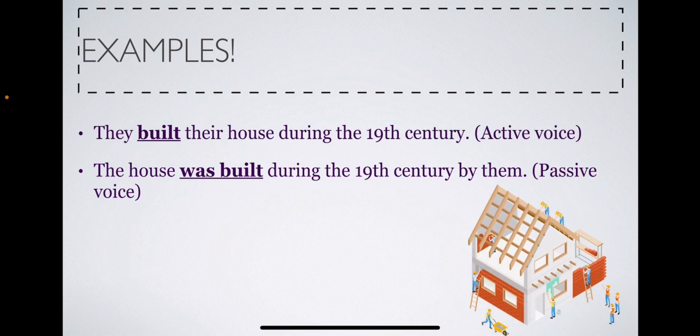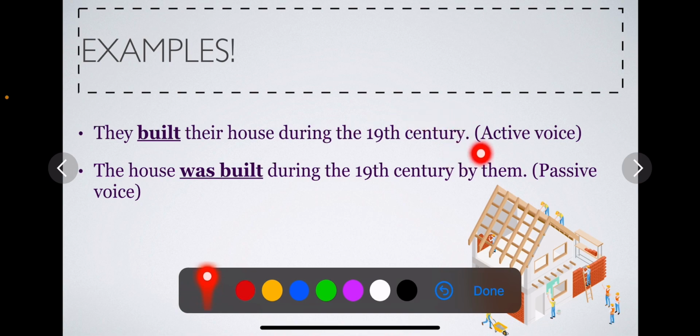The second example, they built their house during the 19th century. This is an active voice. The house was built during the 19th century by them. This is a passive voice. What's the difference? As we said, active voice, we start with subjects. Passive voice, we start with an object. And then was built, the past participle.